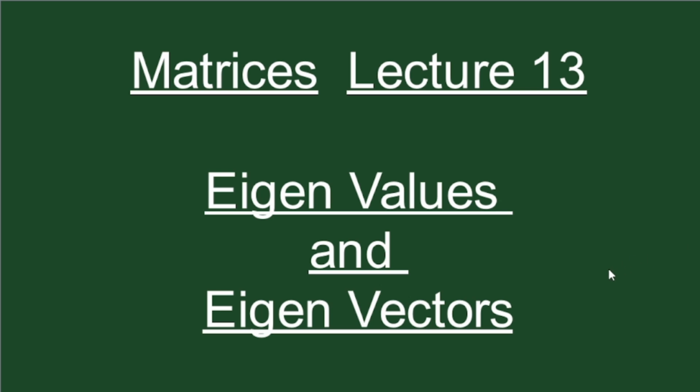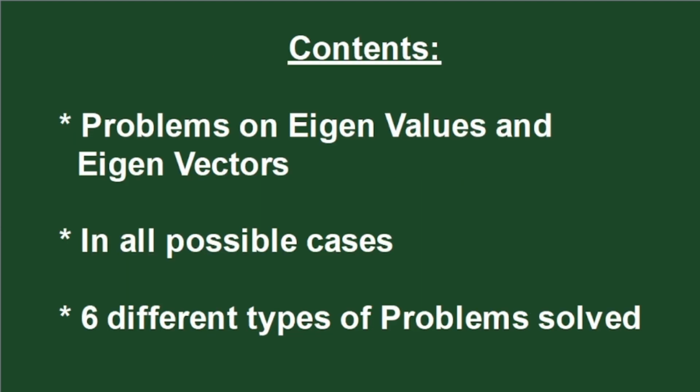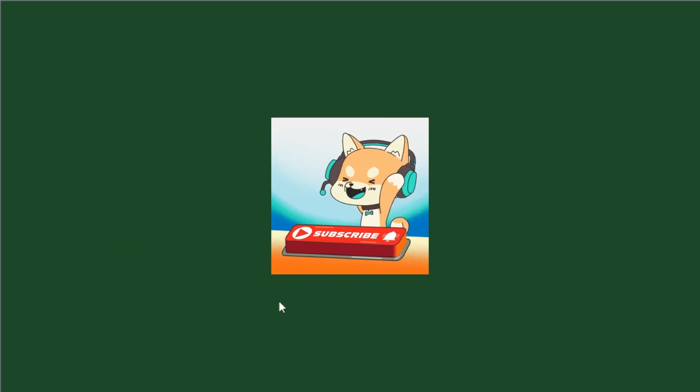In this lecture, we are going to learn how to solve problems related to eigenvalues and eigenvectors. We are going to see all six different types of problems: three eigenvalues are different, two eigenvalues are different, all three eigenvalues are same, and three eigenvectors exist, only two eigenvectors exist, only one eigenvector exists. All these different types of problems we are going to deal with in this lecture.